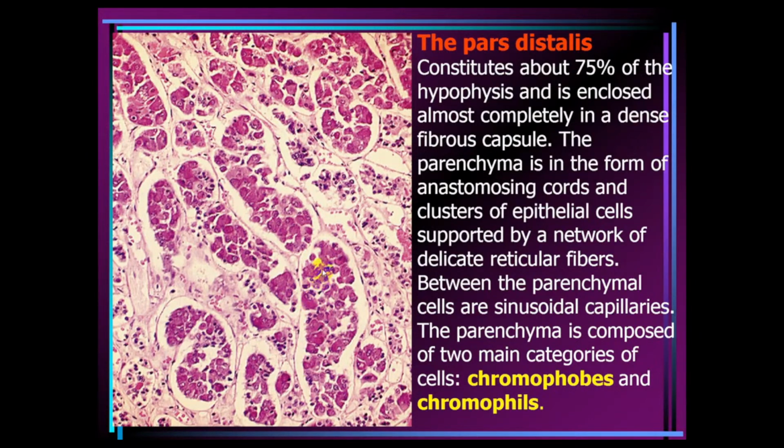The epithelial cords are composed of two main categories of cells, chromophobes and chromophils. You can see that some cells are bright staining, these are chromophils, and some cells are pale staining, it means chromophobes. Chromophobes are more numerous than chromophils.